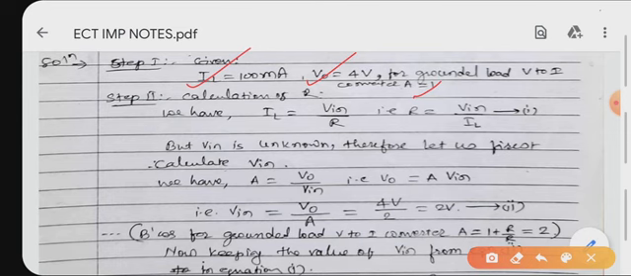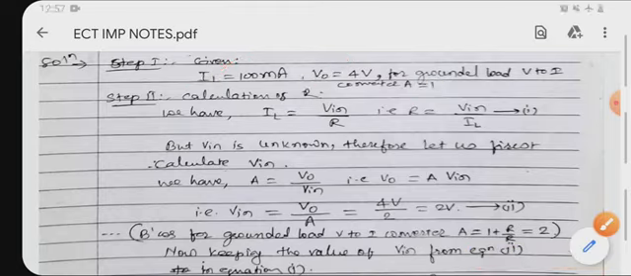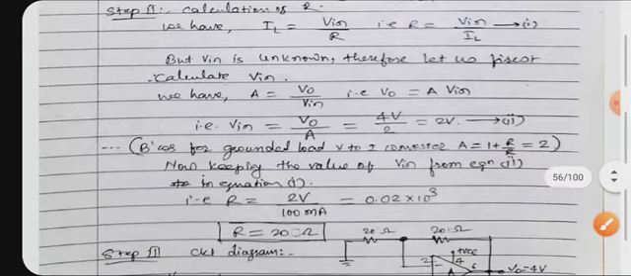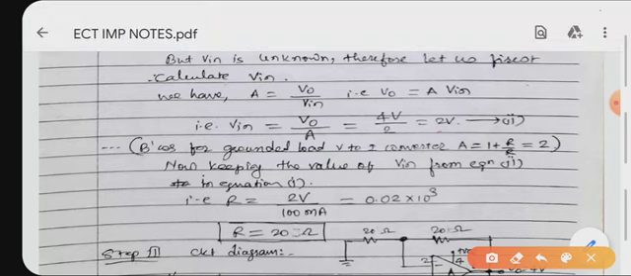So we have the formula I is equal to V in upon R. R is equal to, we can rearrange the formula. After rearranging the formula, you will get V in equal to 2 volt, because in a grounded load V2I converter A is equal to 1 plus R by R, so gain value is equal to 2. So now keeping the value of V in from equation 2 into equation 1, you will get the value of R equal to 20 ohm.